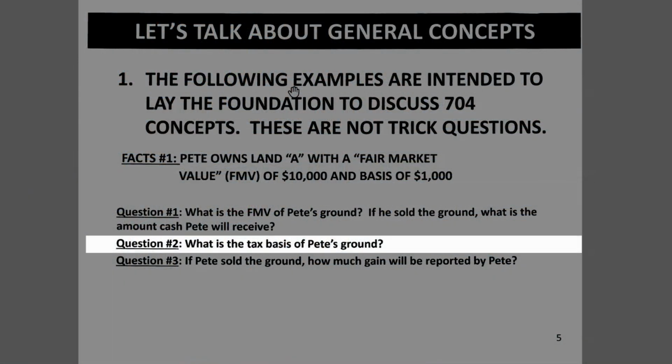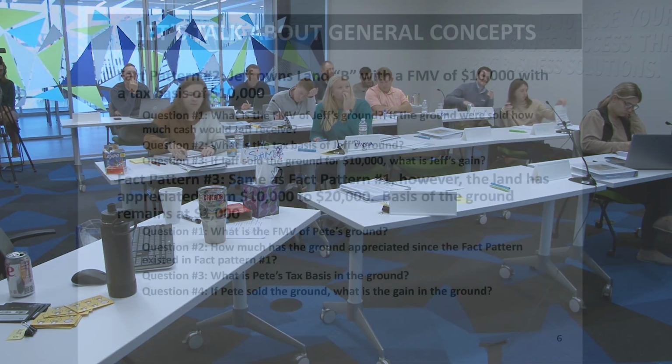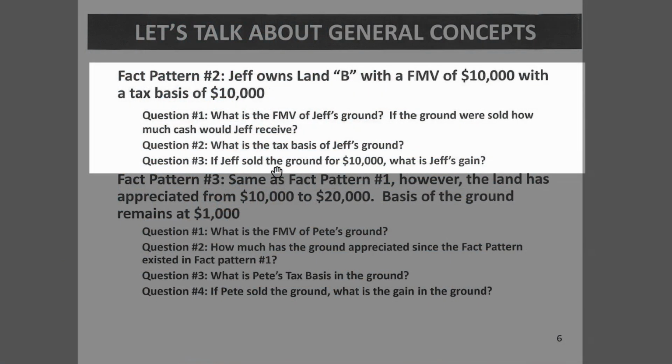What's 2 say? What is the tax basis of Pete's ground? Is that the 1,000? Yep. If Pete sold the ground, how much gain will be reported by Pete? 9,000. Okay. Jeff owns land B with a fair market value of 10,000 with a tax basis of 10,000. So what is the fair market value? It's 10,000. If the ground were sold, how much cash would Jeff receive? 10,000. Tax basis of Jeff's ground, also 10,000. If Jeff sold the ground for 10,000, what is Jeff's gain? None. 0.